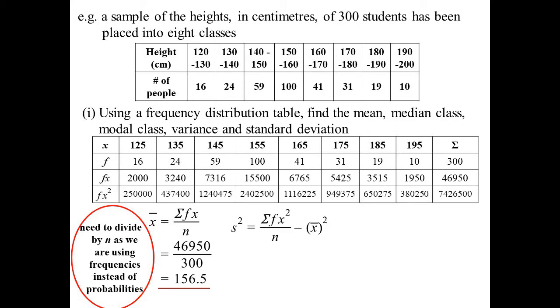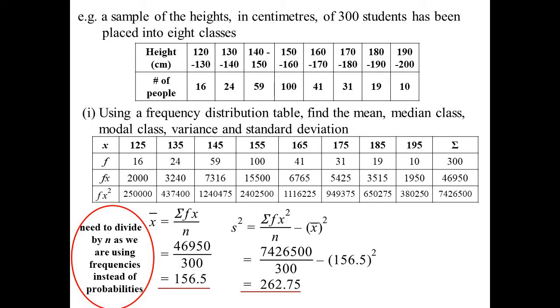Now fx squared, we want that row, because that's going to help us work out variance and deviation. So it'll be the sum of fx squared, but again, I need to divide it by n for this, because I'm not dealing with probabilities, I'm dealing with the actual number of scores or the frequency. And I get 262.75.